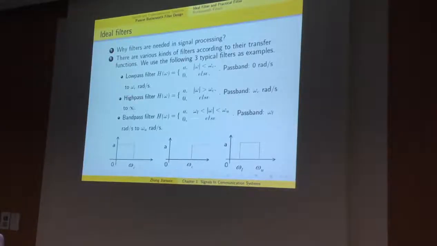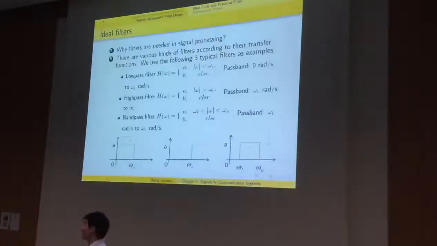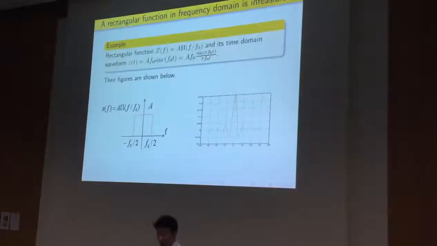If this kind of filter can be implemented, everything is solved, very beautiful. We are done. So I will go home. But unfortunately, it's not. That's why we call it an ideal filter. Unfortunately, why? What is not feasible? The ideal filter is not feasible.